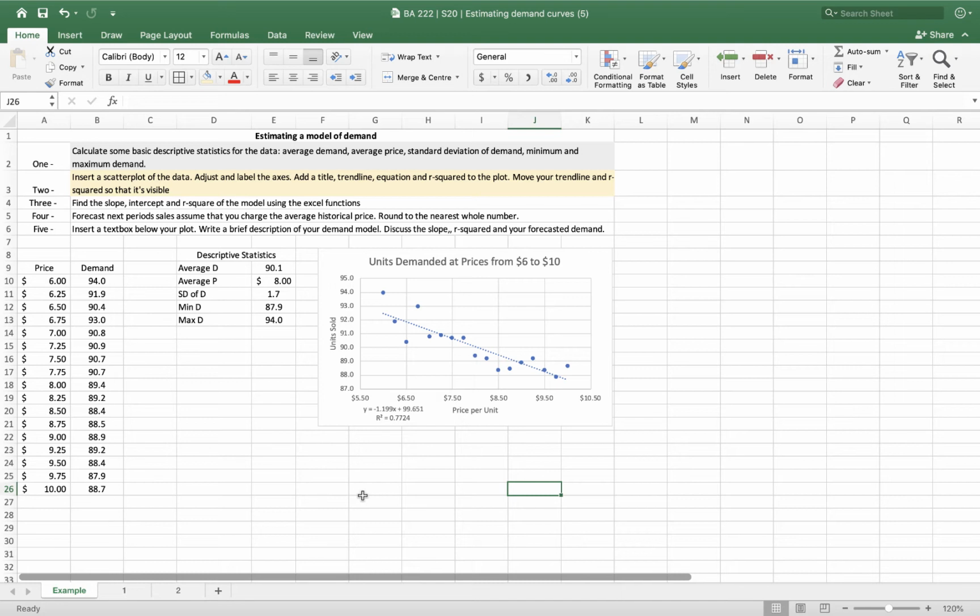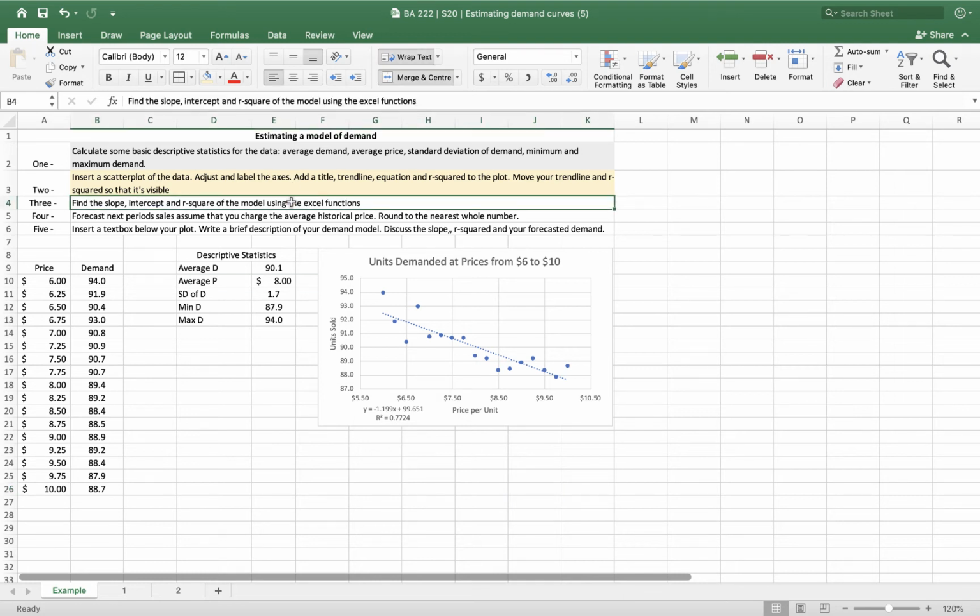And then the slope of negative 1.199 tells us that for each dollar increase in price, we're going to sell 1.199 fewer units. All right, we can see that the relationship between demand and price is negative. At higher prices, we sell fewer units, and at lower prices, we sell more units. And that slope, negative 1.199, basically quantifies the way that sales decline as price increases.